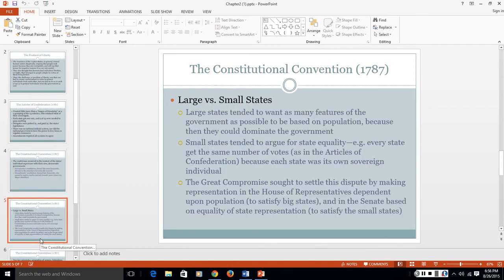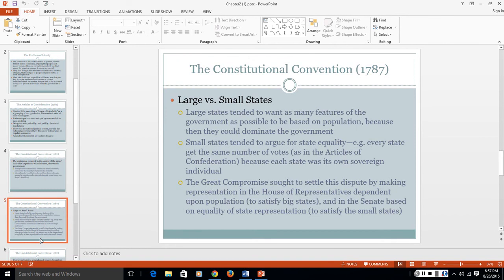And so when the Constitutional Convention first met, they had a major issue to solve. How powerful was the country going to be, what was government going to look like? Large states, of course, want everything based on population because they have the most people, therefore we should have the most power. Smaller states thought, they've got more people, but that doesn't mean they should have more of a say in how things are operating. Everyone should have an equal say in this.